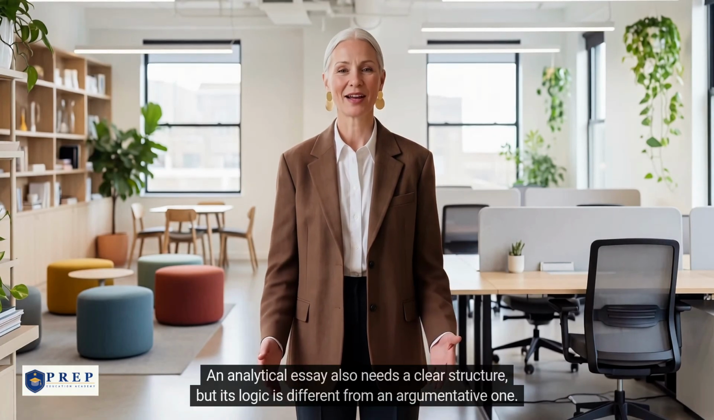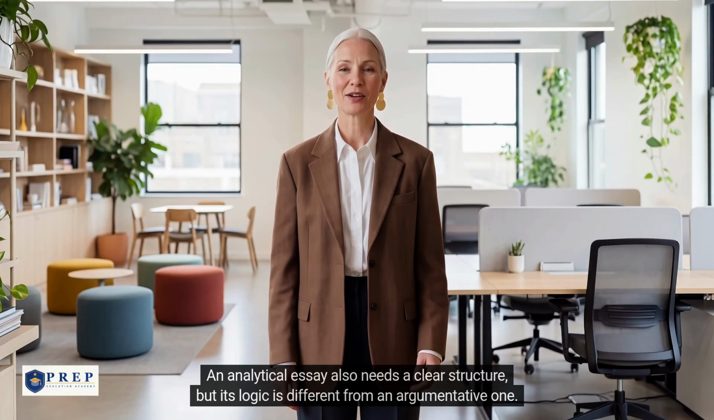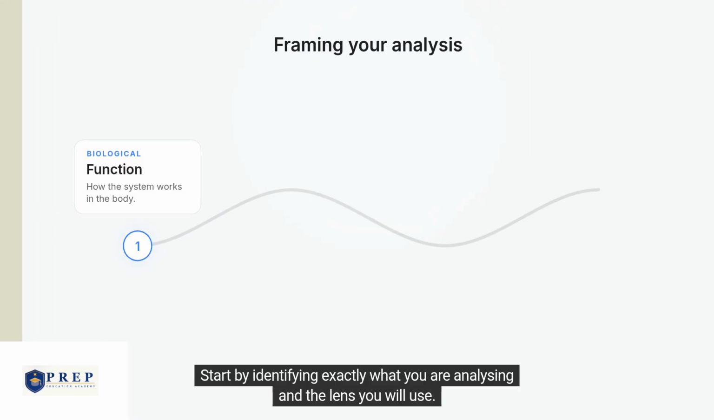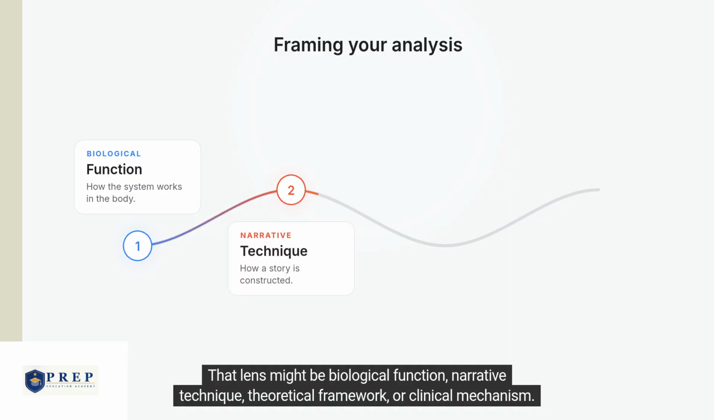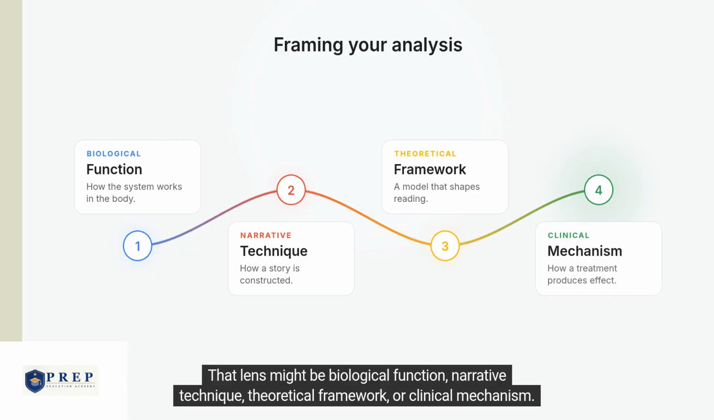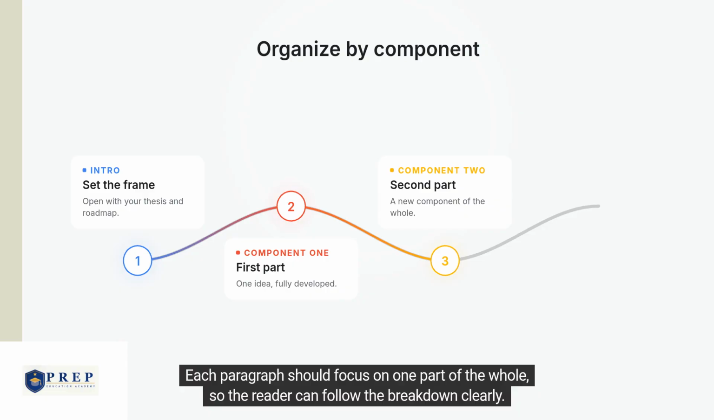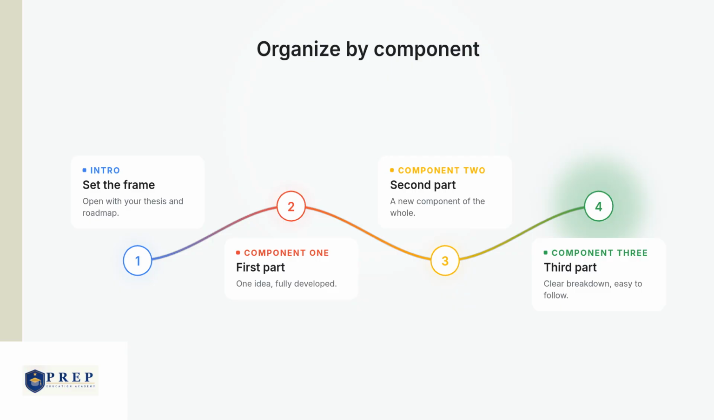An analytical essay also needs a clear structure, but its logic is different from an argumentative one. You are organizing understanding, not building a case for a side. Start by identifying exactly what you are analyzing and the lens you will use. That lens might be biological function, narrative technique, theoretical framework, or clinical mechanism. From there, organize the body paragraphs by component. Each paragraph should focus on one part of the whole, so the reader can follow the breakdown clearly.